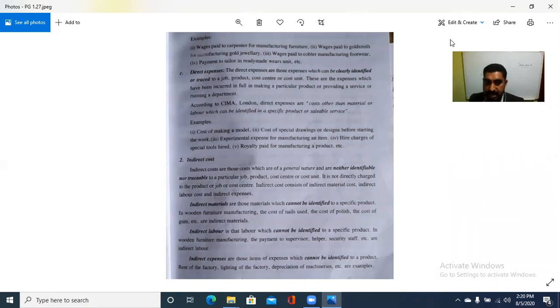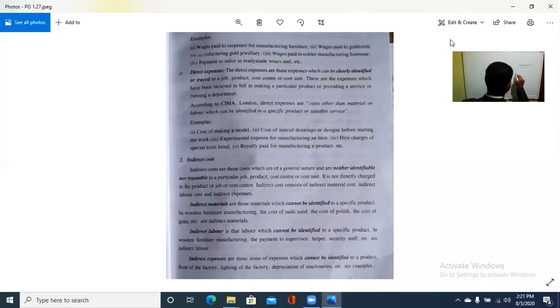Indirect cost consists of indirect material cost, indirect labor cost and indirect expenses. So indirect materials are those materials which cannot be identified to a specified product. For example, in wooden furniture manufacturing, the cost of nails used, the cost of polish, the cost of gum, etc. are indirect material. How much gum to apply, where to apply the gum, or how many nails are needed. So these are the indirect ones. Even though their involvement is there, it is not easily identifiable. So that is the first case, indirect material.